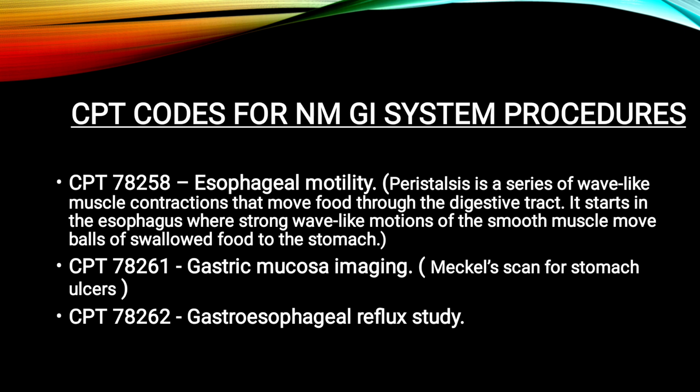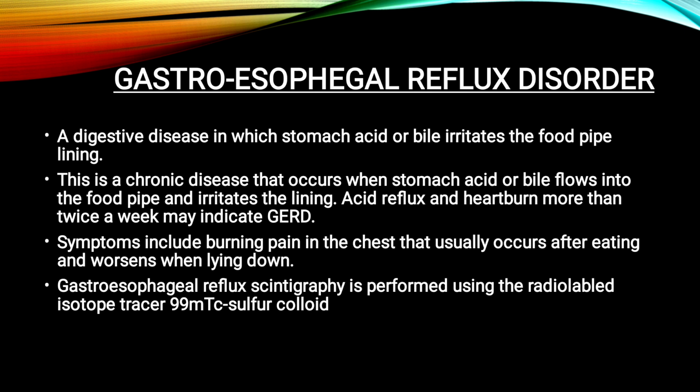Our next CPT is CPT 78262, which is used to code gastroesophageal reflux study. Before learning about the gastroesophageal reflux study, we need to know about gastroesophageal reflux disorder. What is gastroesophageal reflux disorder? It is a digestive tract disease in which the contents of the stomach, that is the hydrochloric acid and the bile juice, move from the stomach to the food pipe.